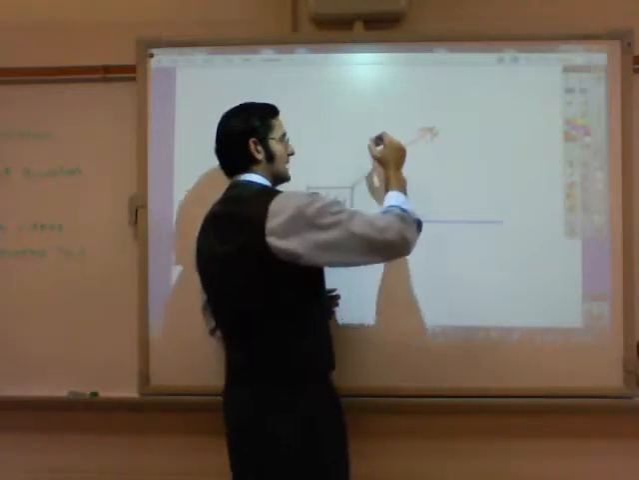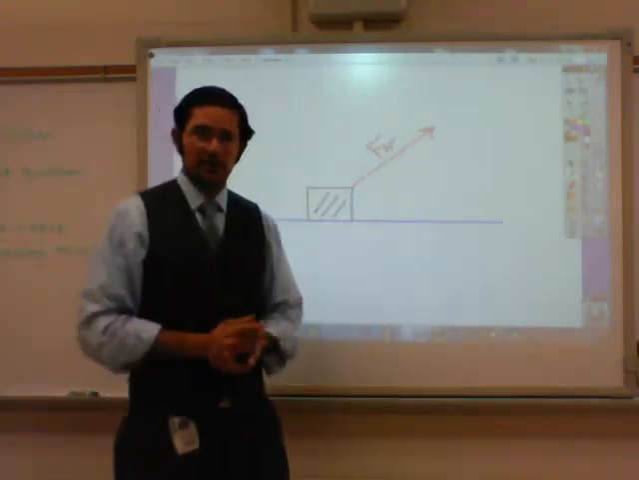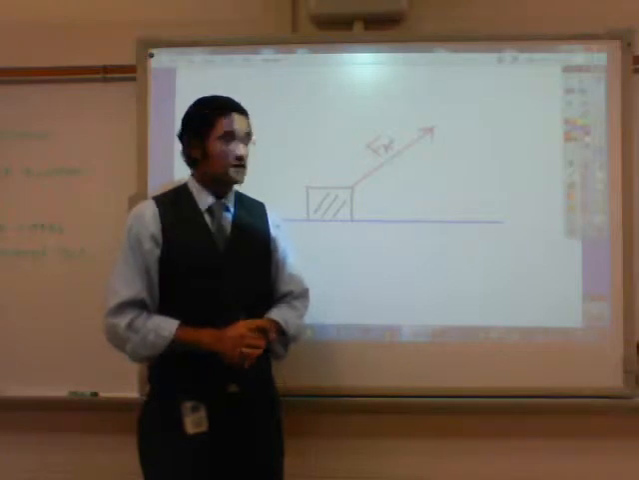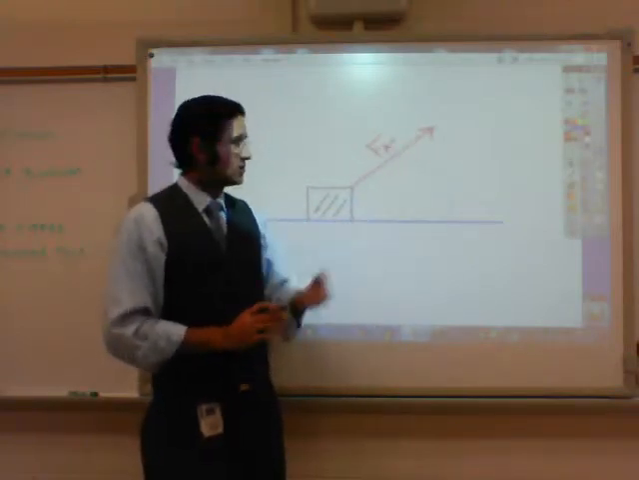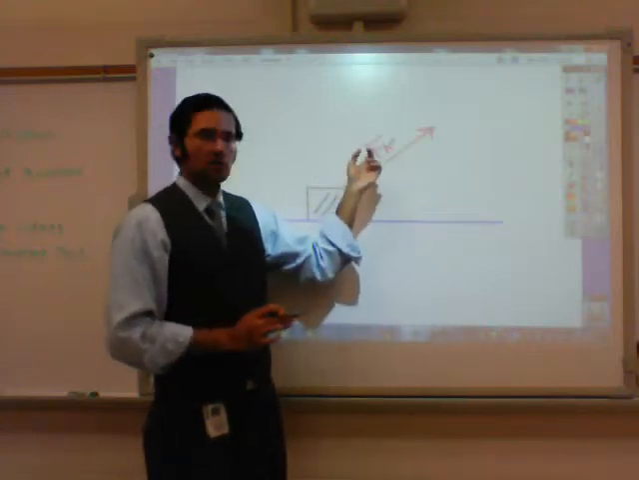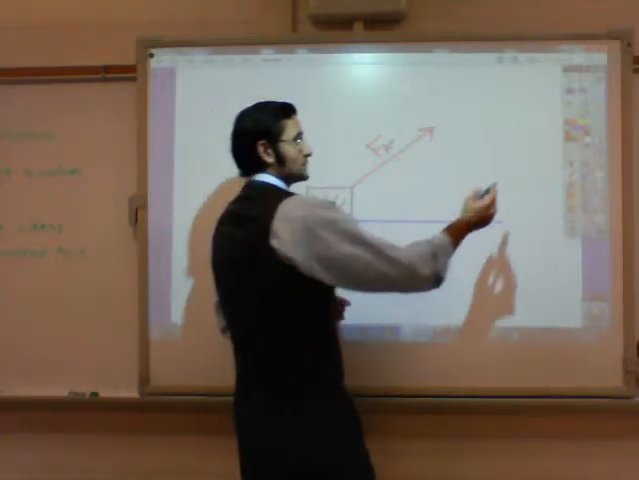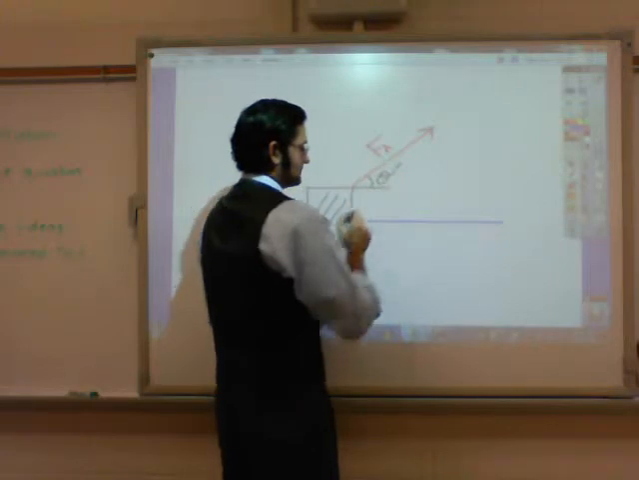We're going to call that force Fa, because it's an applied force. You can call it Ft for tension force, because it's a force that exists in a string or in a rope. You can call it whatever you want to call it. Today I'm just going to call it Fa for applied force. So this is taking place at an angle theta.